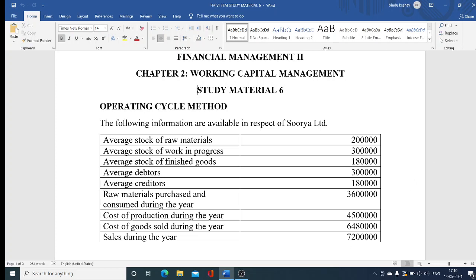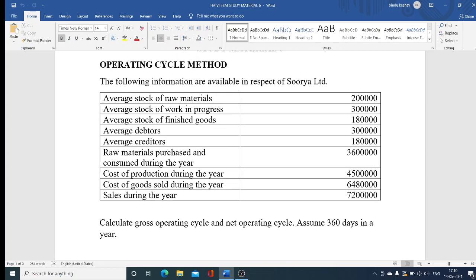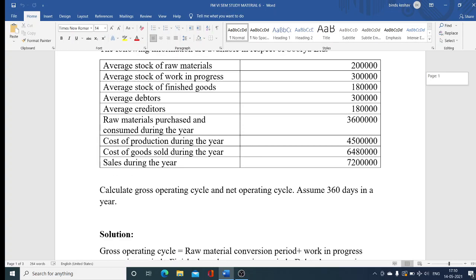The information regarding a firm, the information regarding the raw materials, work in progress and the finished goods are given along with the information of debtors and creditors. The question is: calculate gross operating cycle and net operating cycle. Assume 360 days in a year. So we are assuming 360 days in a year, mainly for the ease of calculation.